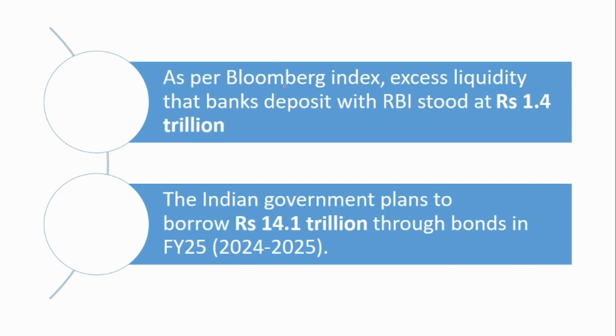So as per Bloomberg Index, the excess liquidity that bank deposits with the RBI stood at 1.4 trillion and the Indian government plans to borrow 14.1 trillion through the bonds in financial year 25.